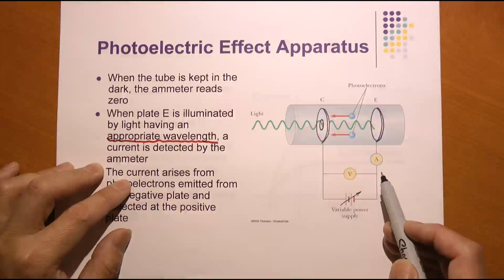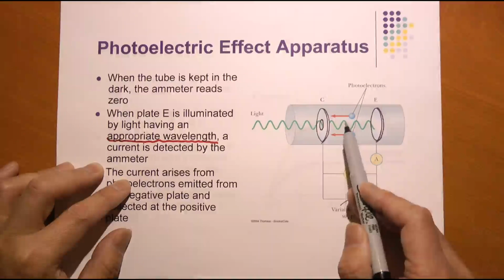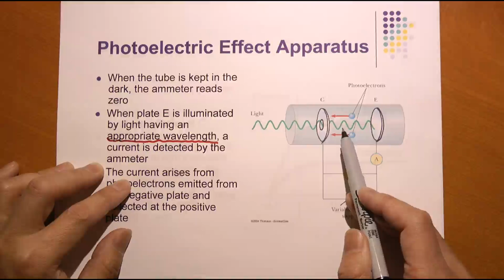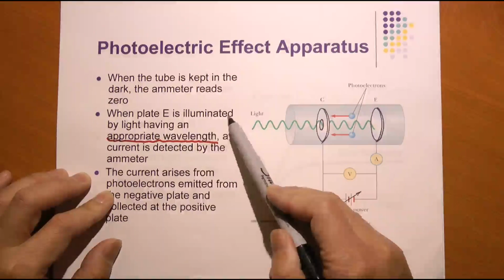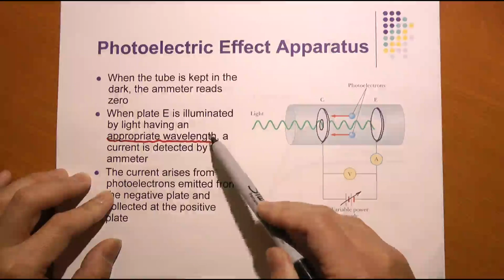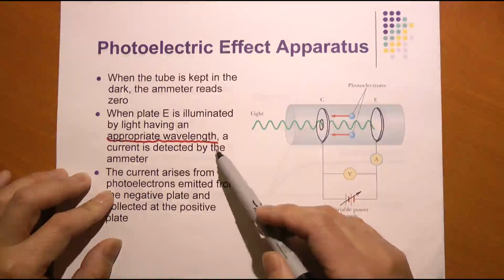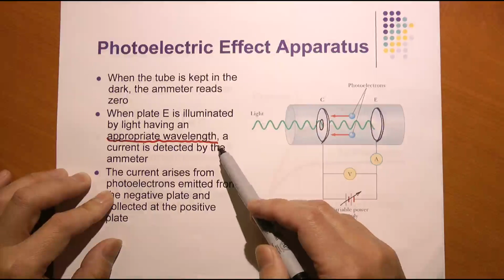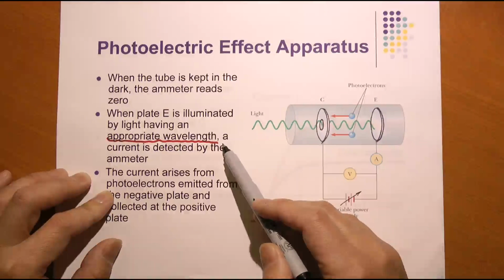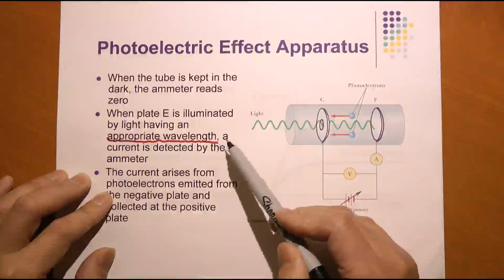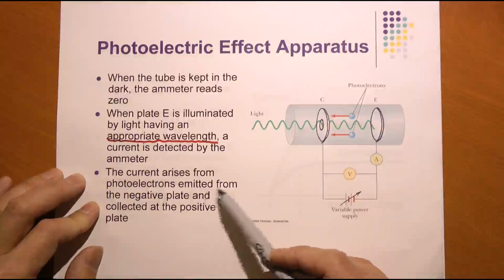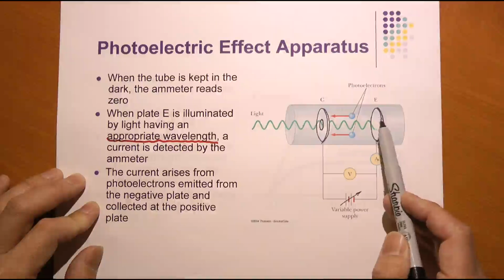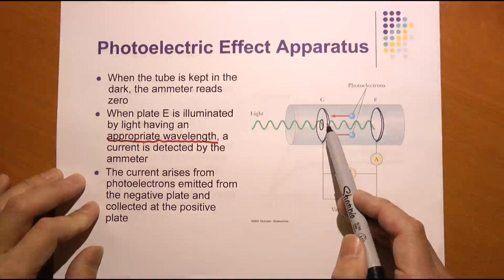Well, as I mentioned before, it is found experimentally that the light which can cause the photoelectric effect must have a certain minimum frequency or maximum wavelength. When plate E is illuminated by light having an appropriate wavelength, it actually means a wavelength with a certain maximum value. It has to be below that maximum value, that is. A current is detected by the ammeter, and the current arises from the photoelectrons emitted from this negative plate and getting collected at the collector plate.